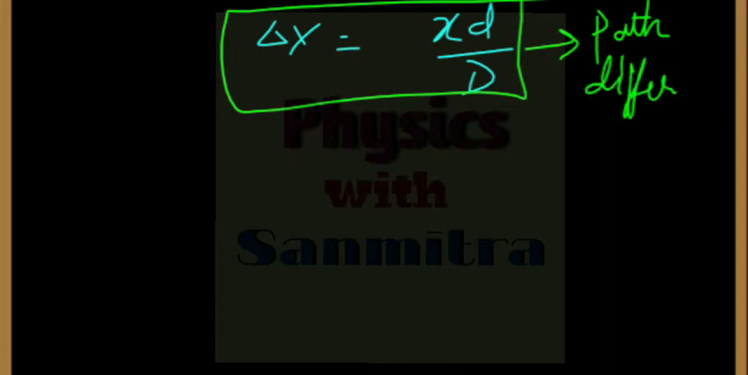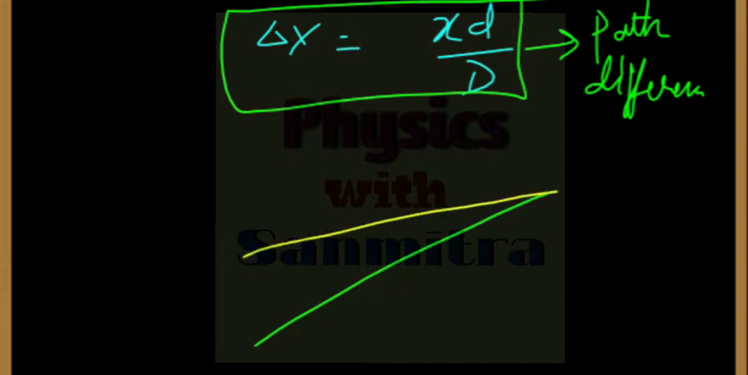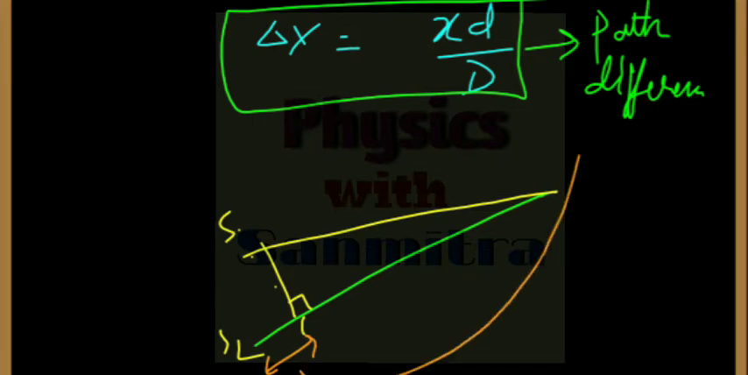Two lights are having this path difference. That means S2P is covering this much distance more. If I take this is S1, this is S2, it is covering this much distance more, and that distance is given by this path difference. If these two are equal, then this S2P will not be having some more distance.